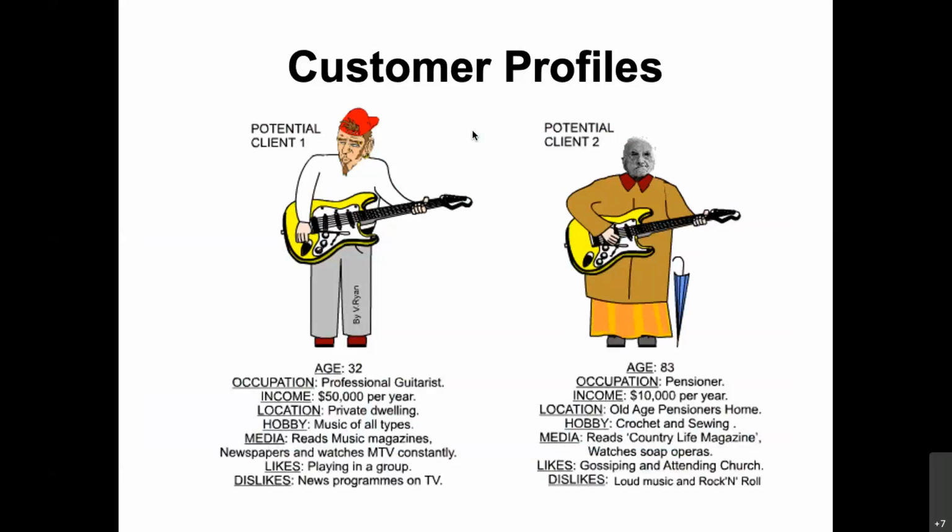How about client number 2: age 83, occupation, pensioner, income, $10,000 a year, location, old age pensioner's home, hobby, crochet and sewing, media, reads Country Life magazine, watches soap operas, likes, gossiping and attending church, dislikes, loud music and rock and roll. Well, you see the difference between the profiles? I'm sure you do.